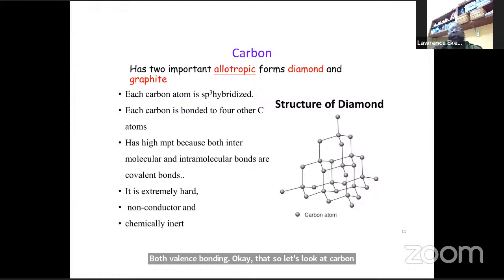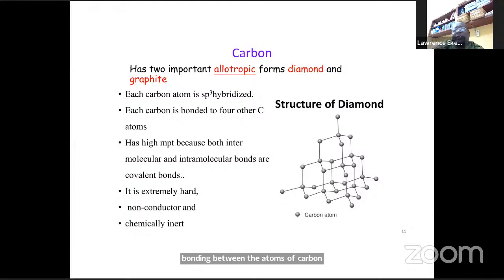Like we mentioned before, carbon has two important allotropic forms, which are diamond and graphite, and they exhibit sp3 hybridization. So the carbon atom is sp3 hybridized, and each is bonded to 4 atoms. If you look at the structure, every atom of carbon is bonded to 4 other carbon atoms. They have a very high boiling point. Why? Because of the strong bonding between the atoms of carbon.